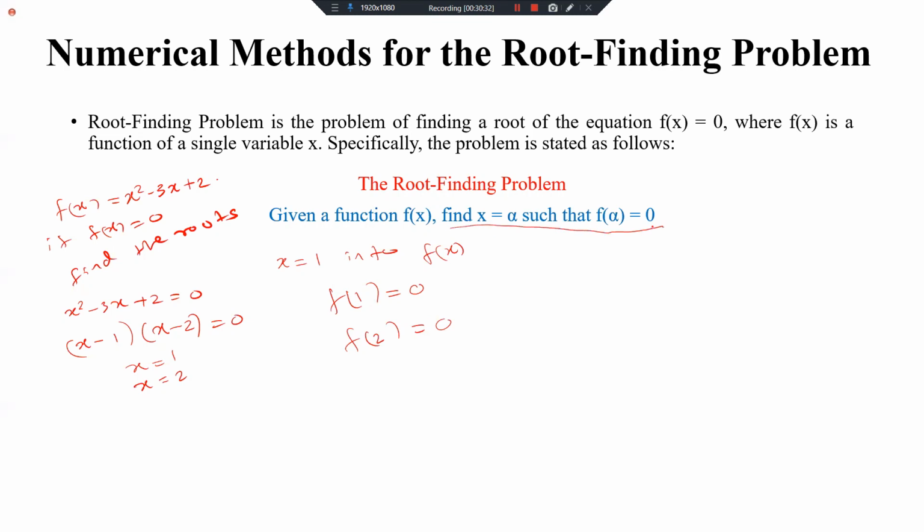Okay, if alpha is the root, then f(alpha) is 0. Is that clear now? Someone got minus 4, that cannot happen.